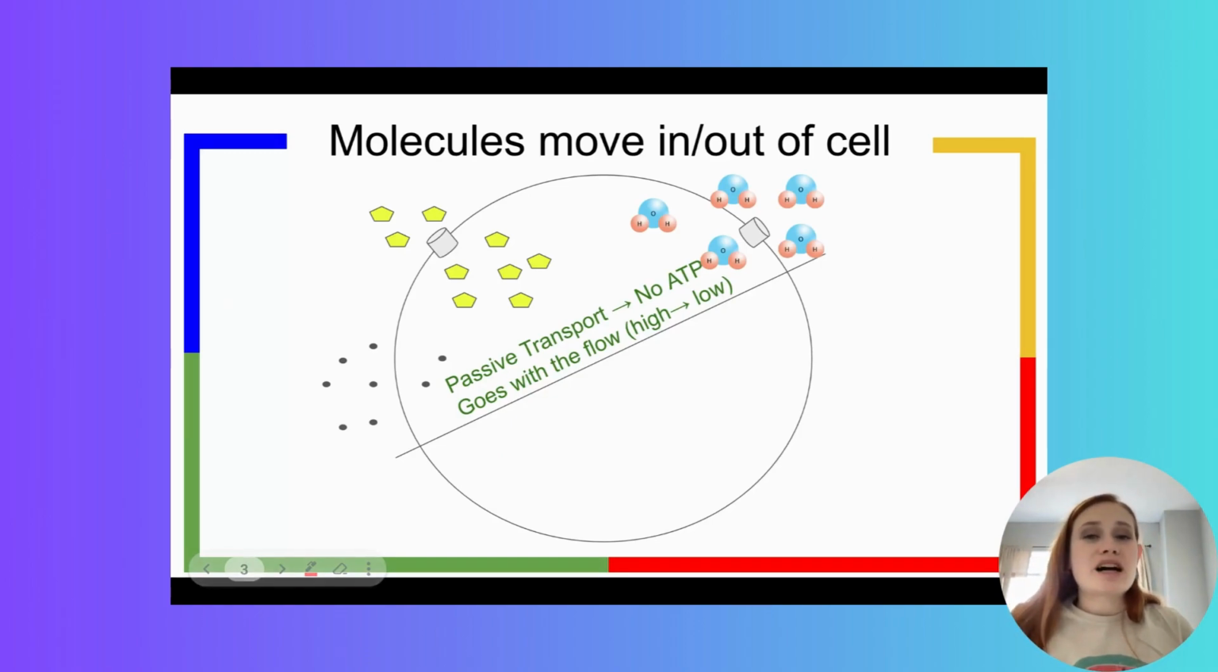All right, so you are going to be adding this to your notes. We are first going to be talking about passive transport. There are two types of cell transport: passive and active. Passive transport, as the name implies, is very passive. It does not require any energy. It's going to go with the flow.